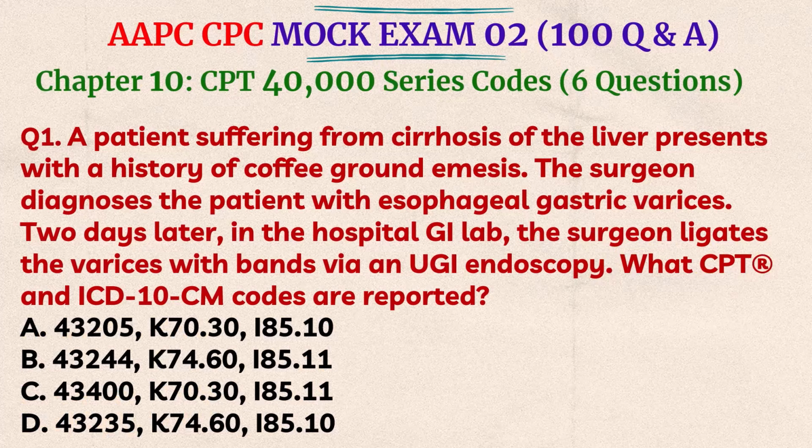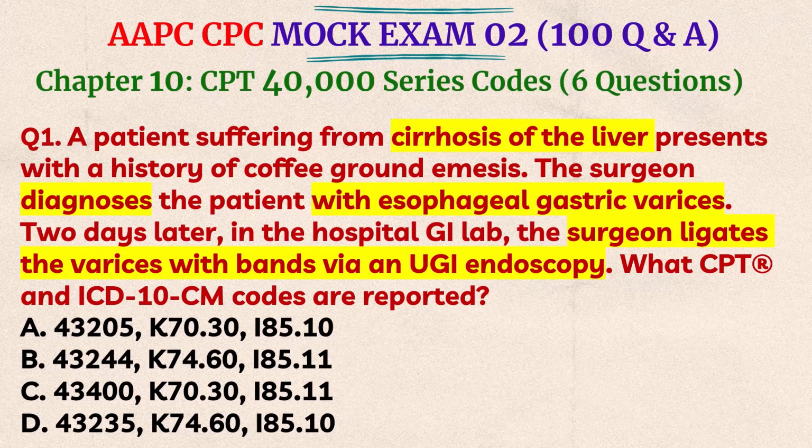A patient suffering from cirrhosis of the liver presents with a history of coffee ground emesis. The surgeon diagnoses the patient with esophageal gastric varices. 2 days later in the hospital GI lab, the surgeon ligates the varices with bands via an upper GI endoscopy. What CPT and ICD-10-CM codes are reported? There are 4 answers available with both CPT and ICD-10-CM codes. Take both your books and find the answer.